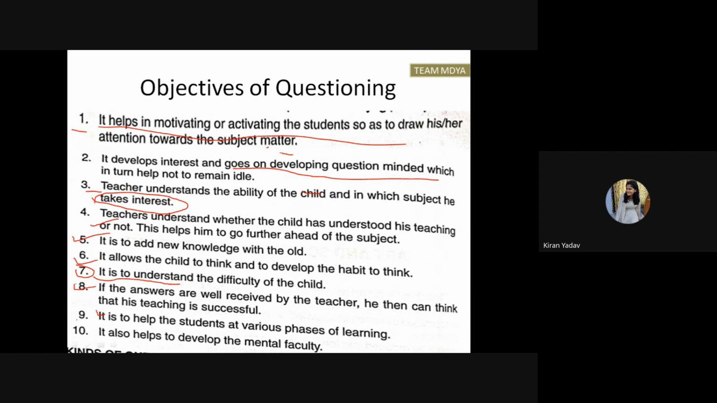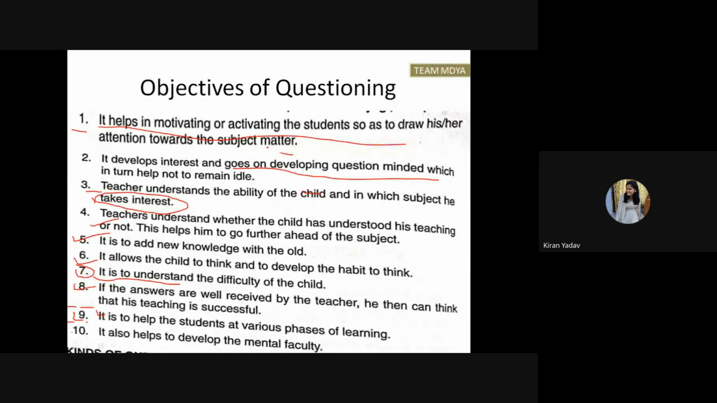Next, it is to help the students at various phases of learning. So, before, if we ask introductory questions during the class, the teacher can ask developing critical thinking questions, thought-provoking questions, and at the end, the teacher can ask recapitulatory questions. So, at different phases of learning, these help students to learn.